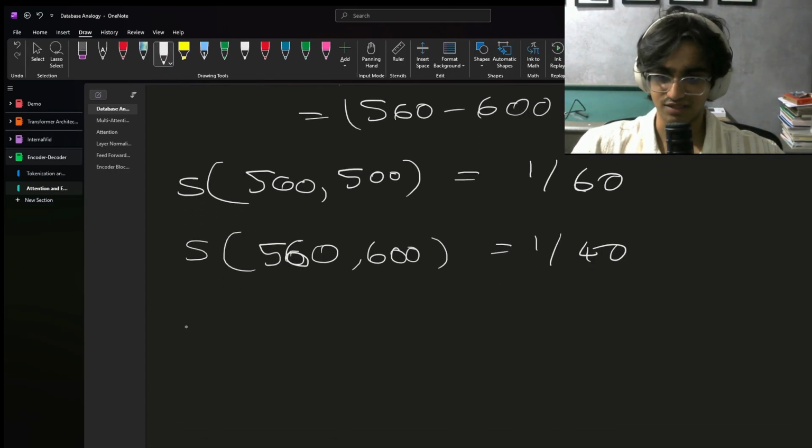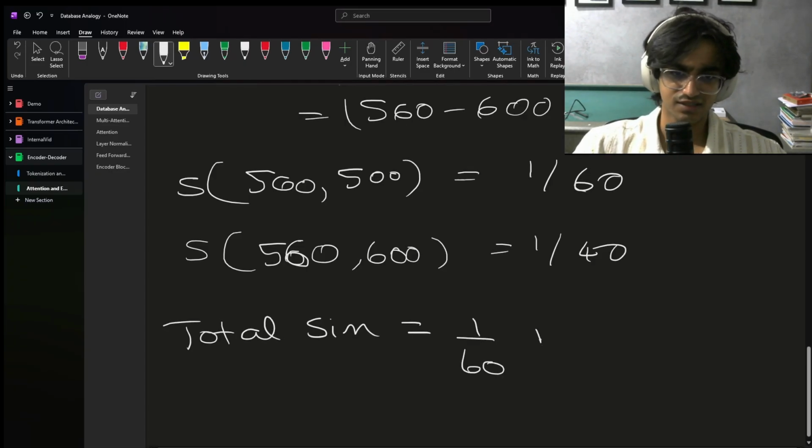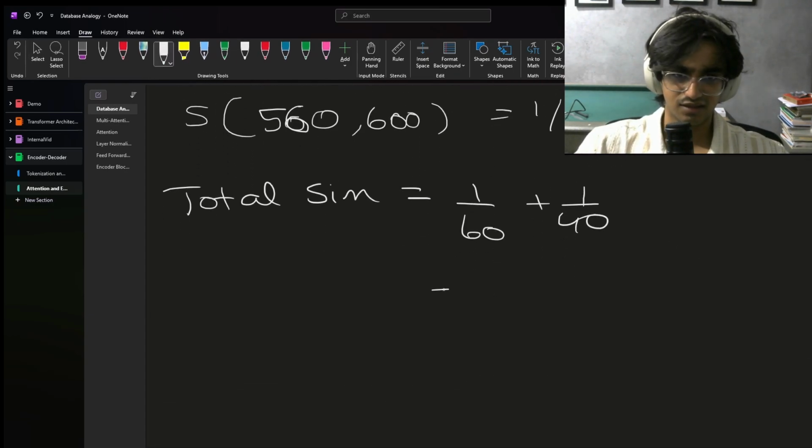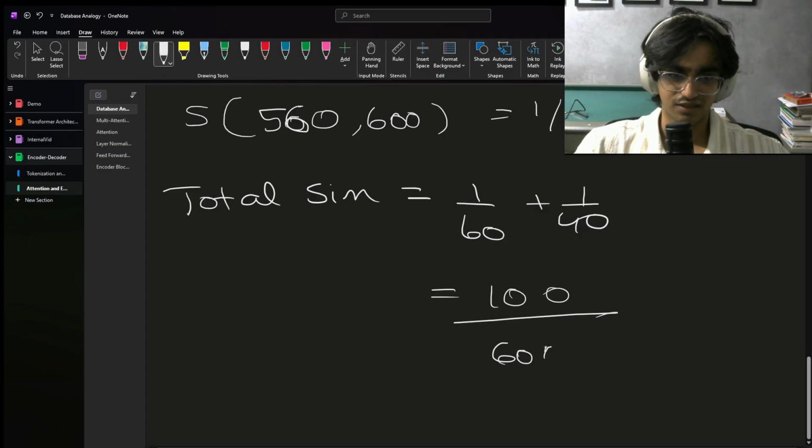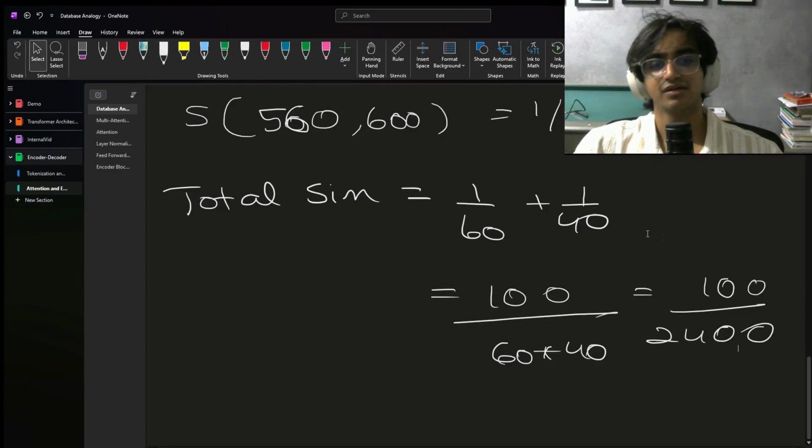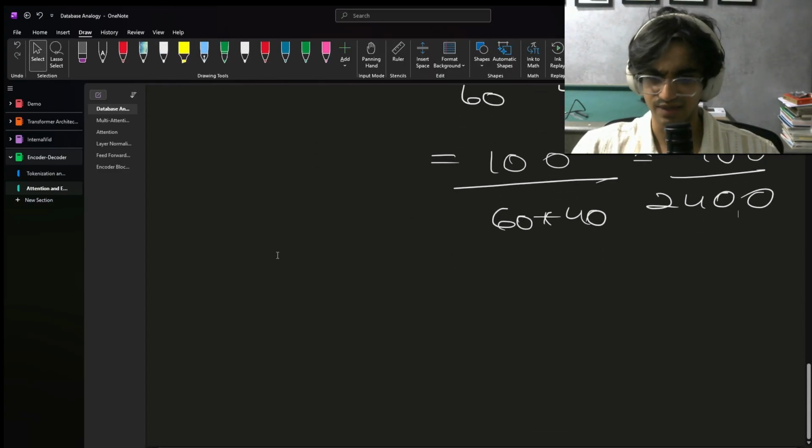So let's find the total similarity. Your total similarity is nothing but 1 over 60 plus 1 over 40. And this is nothing but 100 over 60 into 40. So this is 100 over 2400. So this is your total similarity.